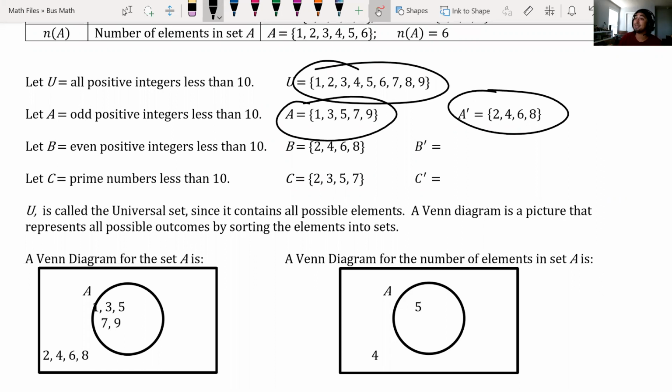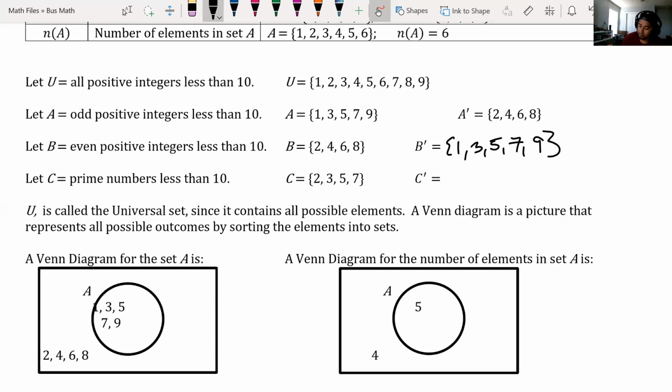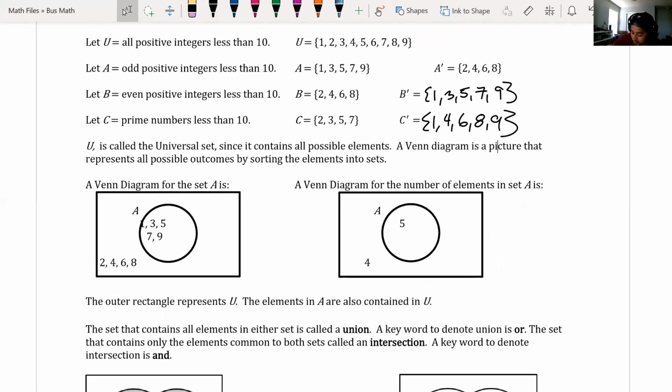Okay. And then a complement is the next notation. So this would say, looking at all positive integers less than 10, if A is {1, 3, 5, 7, 9}, then the complement of A is going to be {2, 4, 6, 8}. So it's still going to be all positive integers less than 10.